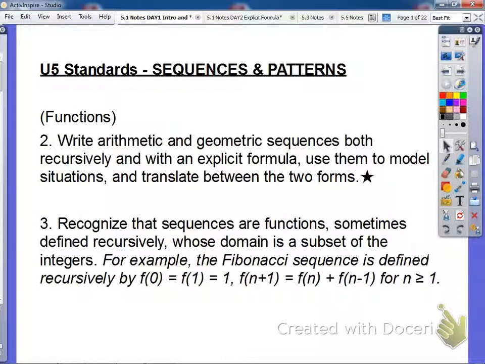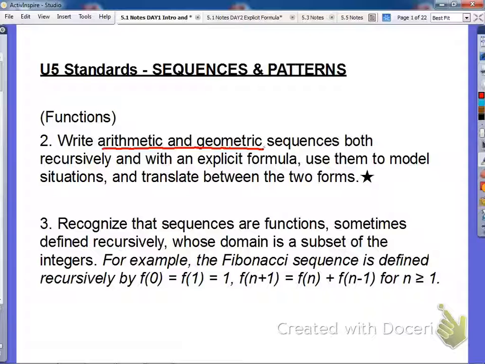Hello, in this lesson we are looking at sequences and patterns. Our requirements are to write arithmetic and geometric sequences recursively and with an explicit formula. We're going to use them also to model situations and translate between the two forms. Also, we're going to look into just sequences and the fact that they are functions. The subset is the domain of integers, and we're going to look at all that a little bit later.